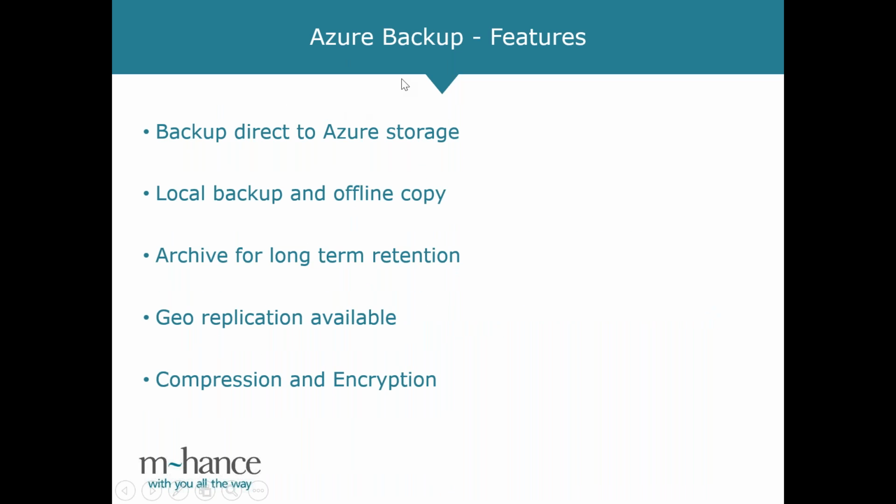So some of the features here for Azure Backup. You can back up direct to Azure storage. So when you're talking about your on-site system, whether that be Dynamics, CRM, GP, or if you're an i365 customer, you can back straight up to Azure from your on-premise. You can also do that even directly from within SQL.